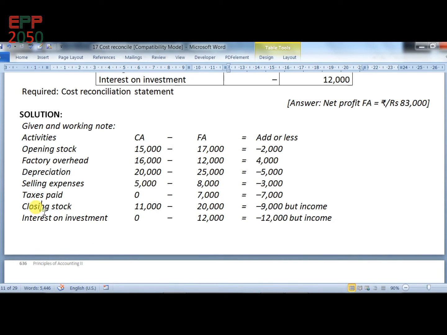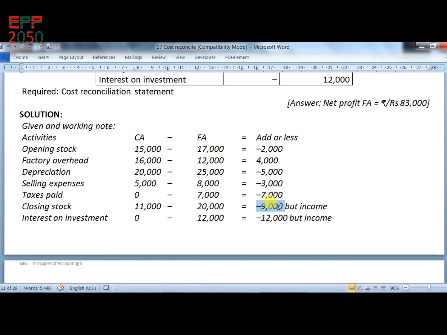Look here, closing stock is recorded on the credit side of the trading account. So it is income. So we write here "but". Interest on investment is recorded on the credit side of the profit and loss account. So we write here "but". If there is "but", that means credit transaction or income transaction.